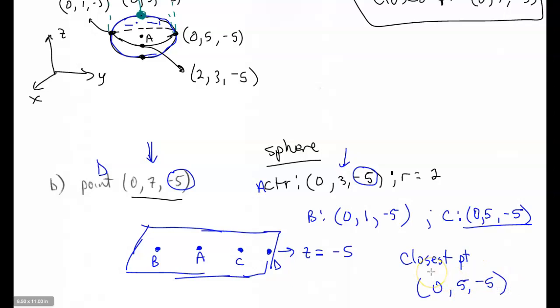Okay. And again, we figure that out because we know that the center of the sphere and the point that we need to get closest to are all on the same plane. And so then we could just construct what I've done here and just see which one would be closest.